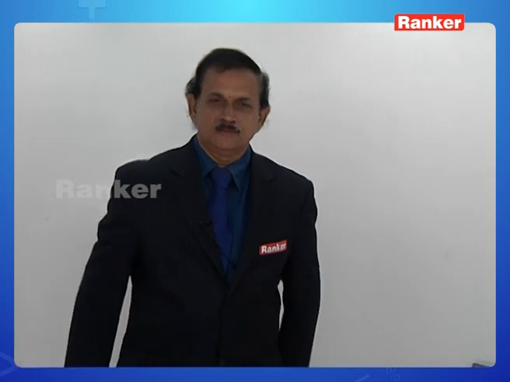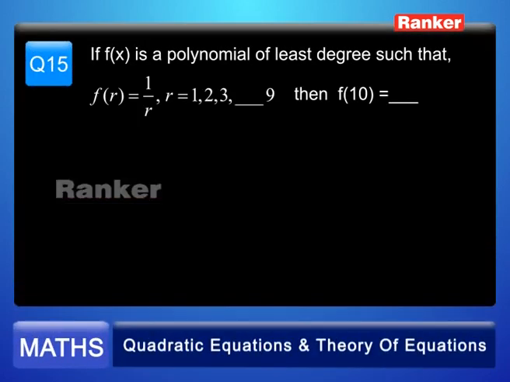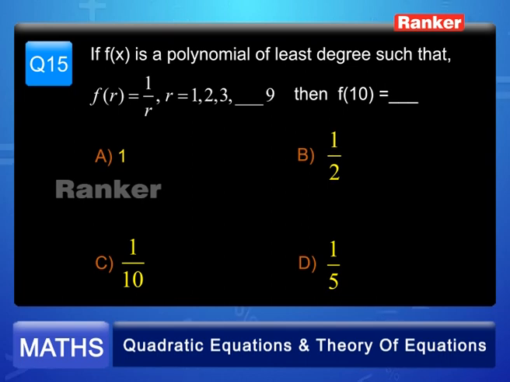The next question. In this question, f of x is a polynomial of least degree such that f of r is equal to 1 by r, for r equal to 1, 2, 3, etc. 9. Then what is f of 10? First option, option A, is 1. Option B is half. Option C is 1 by 10. Option D is 1 by 5.